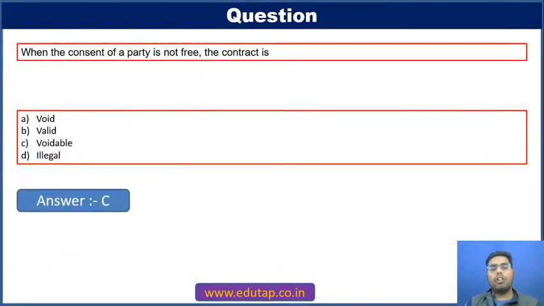When consent of the party is not free, the contract is voidable, because it is at the option of that party. He can declare the contract void also. He can declare the contract valid also.